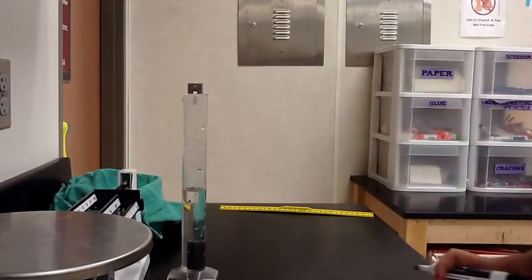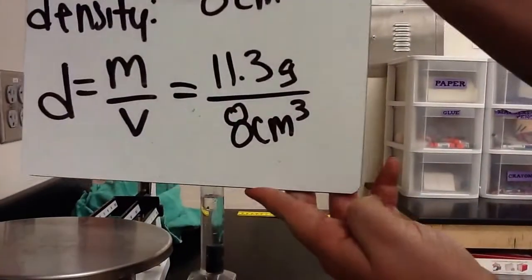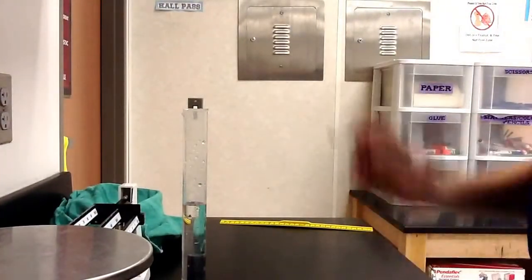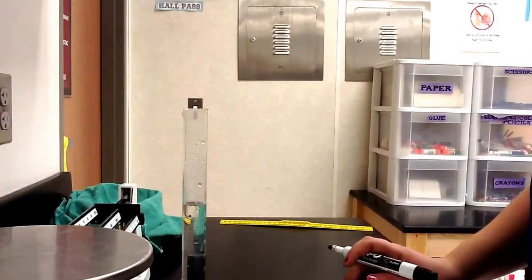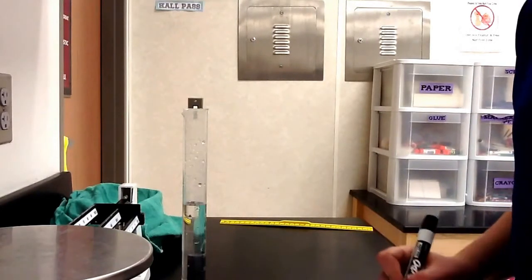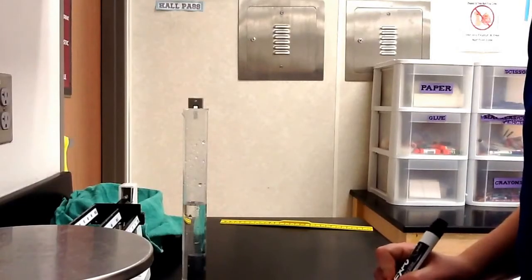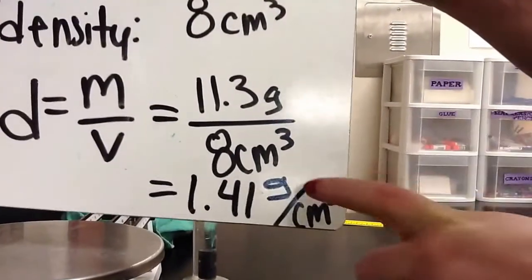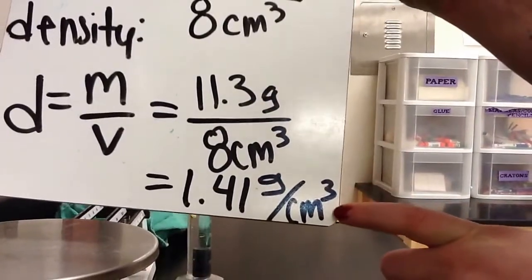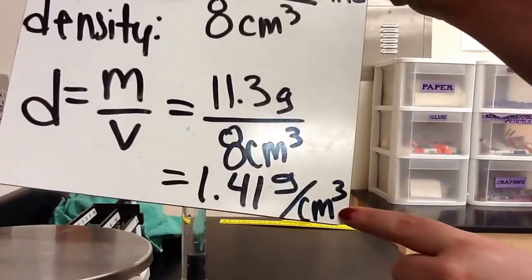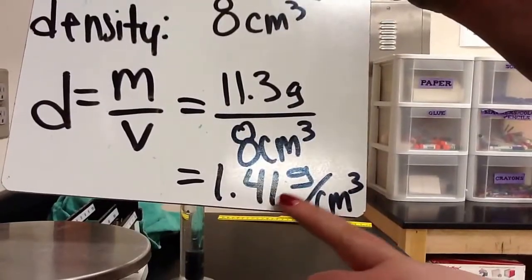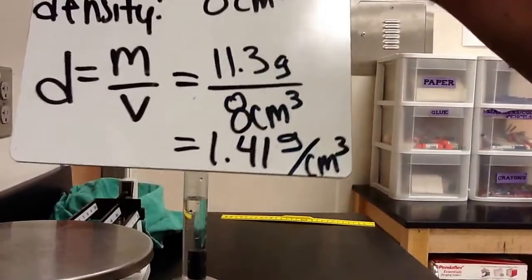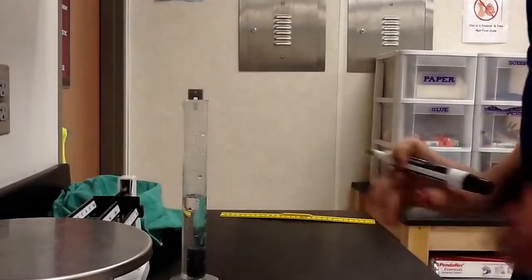So I'll show you what I wrote. Okay, and I'll plug that into my calculator because I don't know that off the top of my head. And it's 1.41 grams per centimeter cubed, which is our density. Our units for density are grams per centimeter cubed. That's saying for every 1 centimeter cubed of that cylinder, it has a mass of 1.41 grams. Okay, so that is how we find the density of an irregular solid.